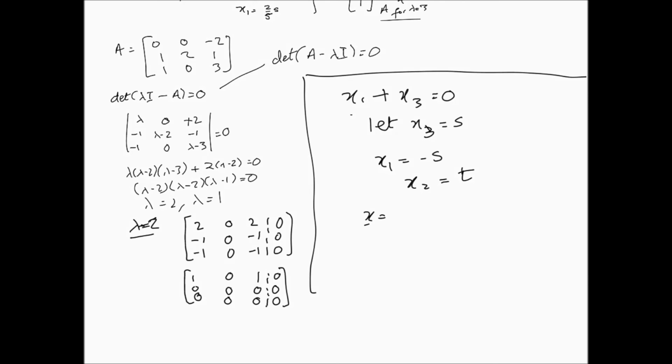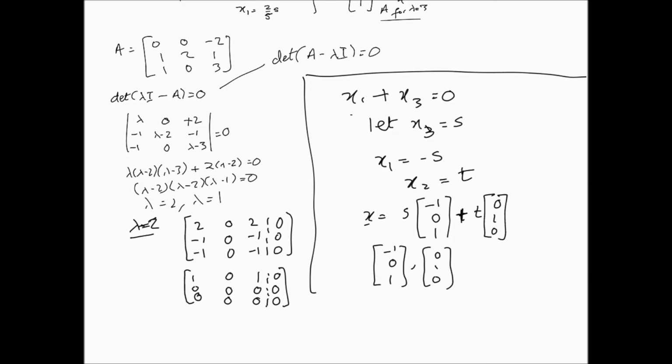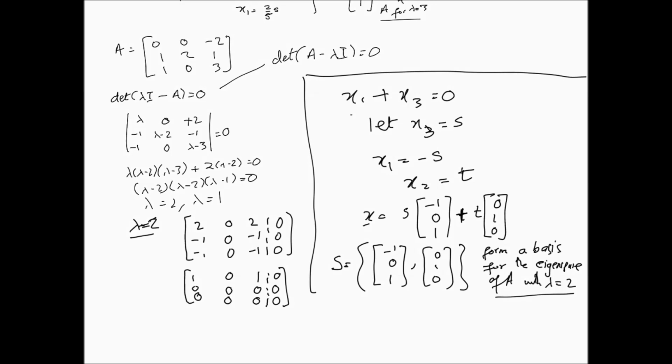So that means that we end up with x equal to s times (minus 1, 0, 1) plus t times (0, 1, 0). These are not the eigenvectors, well, these vectors, these two vectors, let's call it the set S, form a basis. You can check they are both clearly linearly independent, so they form a basis for the eigenspace of A with lambda equals 2. So that's a basis for the eigenspace lambda equals 2.